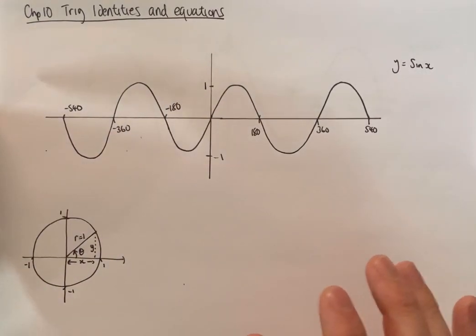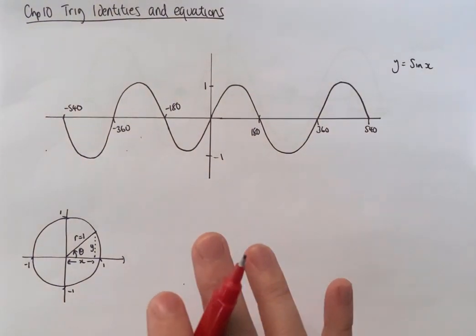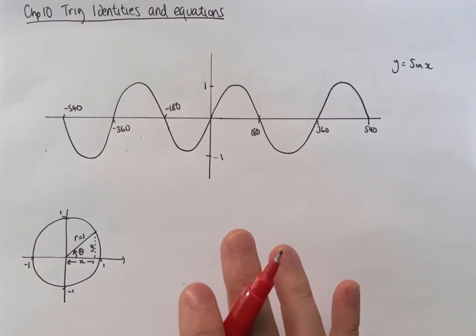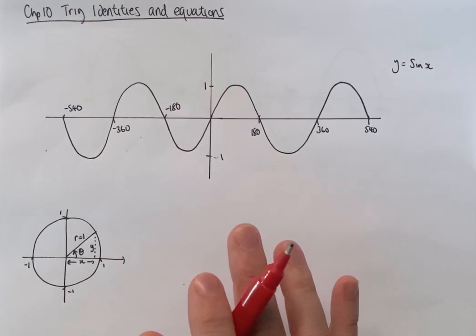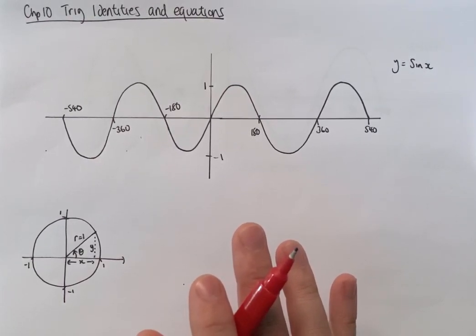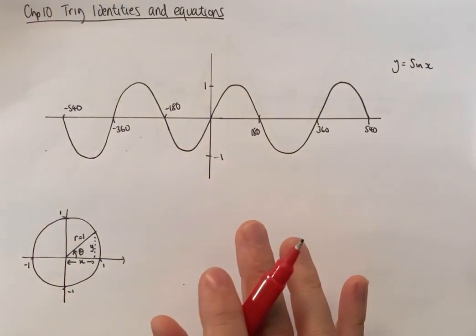Next we'll come on to chapter 10, which is Trig identity and equations. This is where it's going to get a little bit more awkward because we're going to teach the start of this chapter a completely different way to the textbook. So I wouldn't really pay too much attention to exercise 10a.